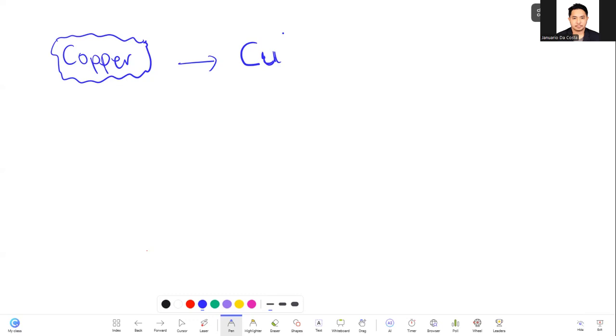What do you guys think? It's copper. Okay? That's copper wire.